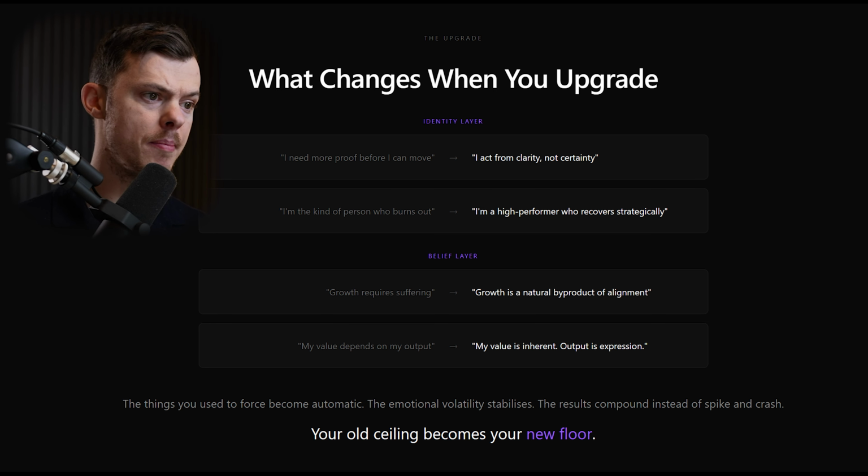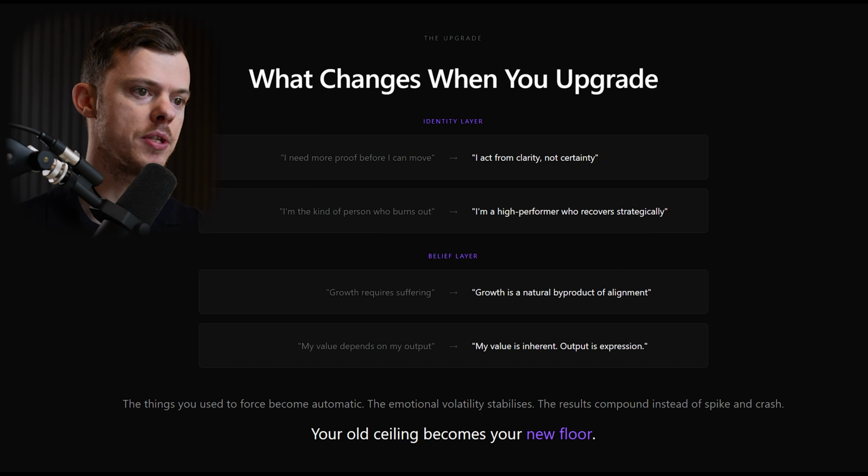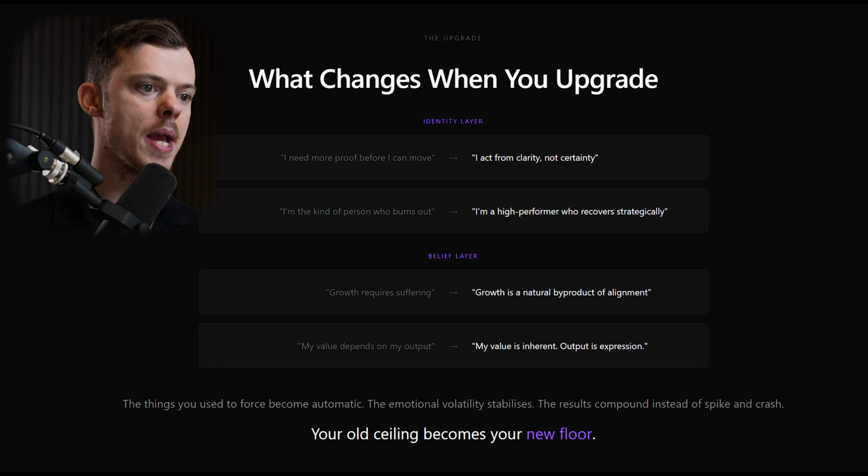And then at the downstream layers, the things you used to force become automatic. The emotional volatility stabilizes. The results compound instead of spike and crash. Your old ceiling becomes your new floor. You don't operate at 100K a month. You operate from 100K a month. It's not something you maintain. It's a baseline. That's the upgrade. And once the iOS is upgraded, you don't go back. Not because you're forcing it, but because the old patterns feel uncomfortable. They feel foreign to you.